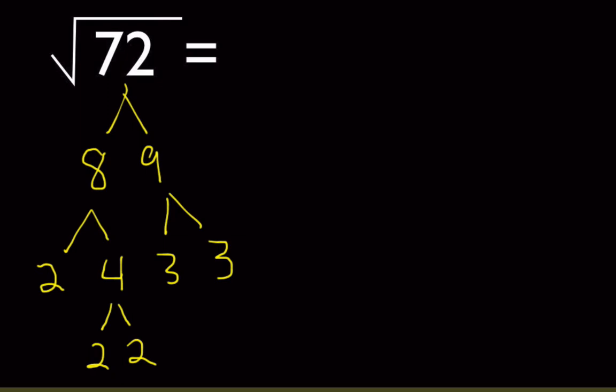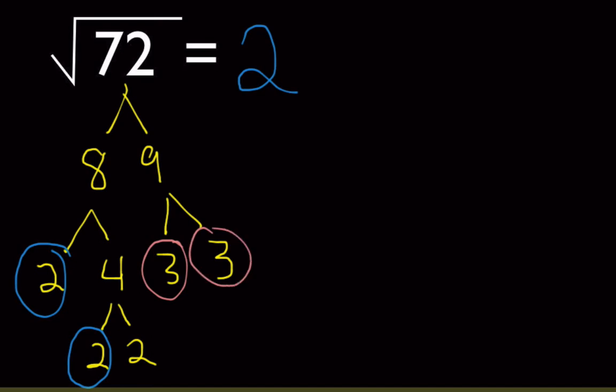So now I'm at prime factors, 2's and 3's. Again, I'm ignoring the 8, the 9, and the 4 because I have broken those up into prime numbers. Now I'm going to look for my pairs. I notice I have a pair of 2's, which equates to a 2 on the outside of my square root sign. I also notice that I have a pair of 3's, so I'm going to put my 3 on the outside.